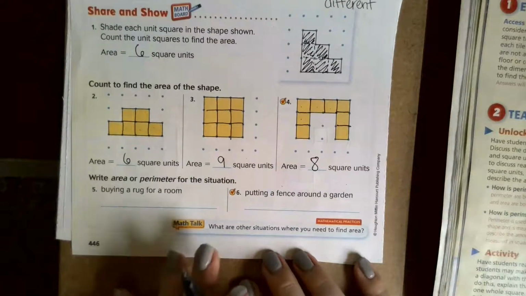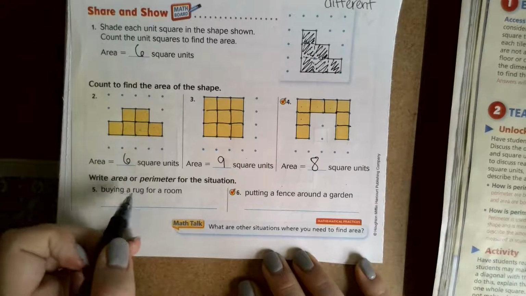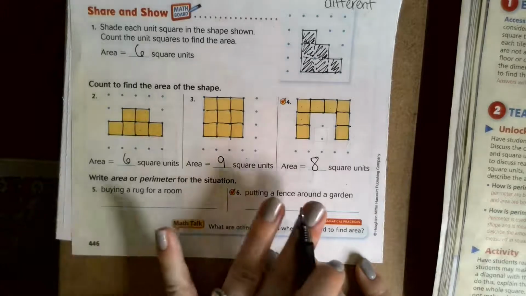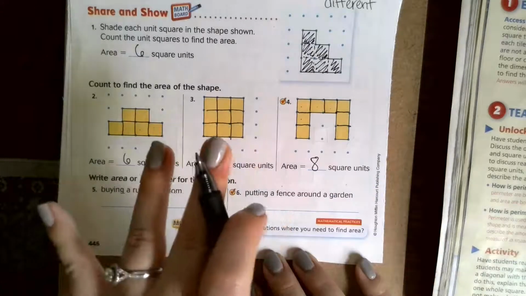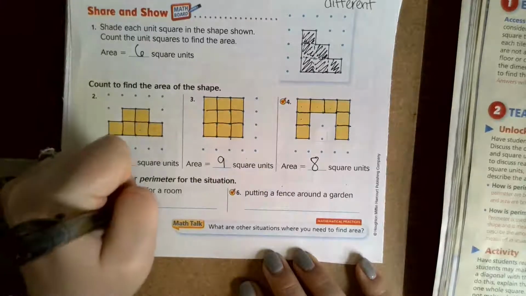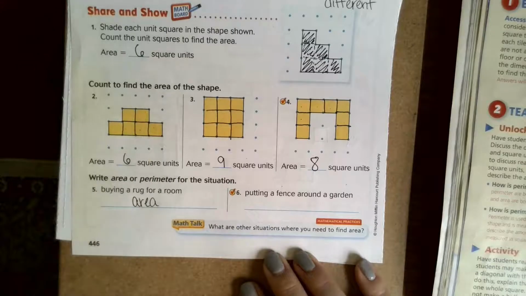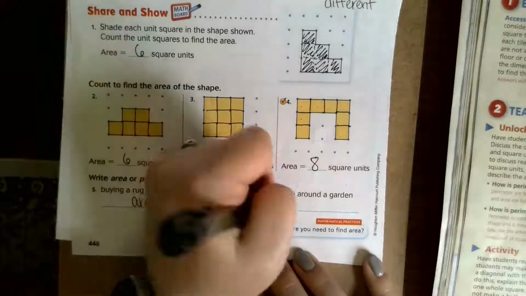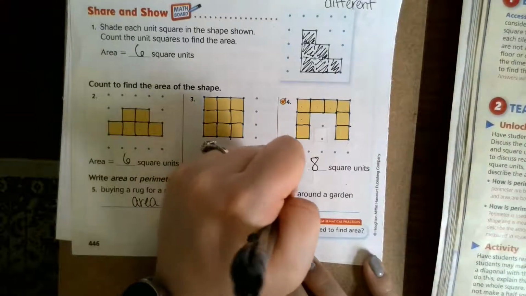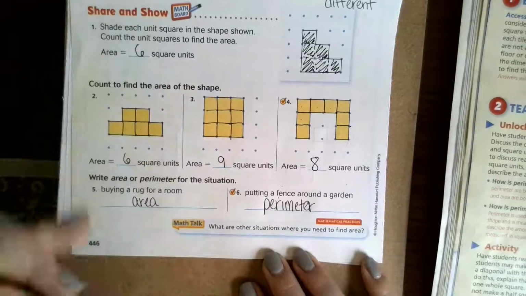Number 5 and 6. It says write area or perimeter for the situation. So it says buying a rug for a room. So I need to know how much space is in my room so I can cover the whole thing with a rug. So that would be area. And then number 6, putting a fence around a garden. We've talked a lot about fences with perimeter. Okay.